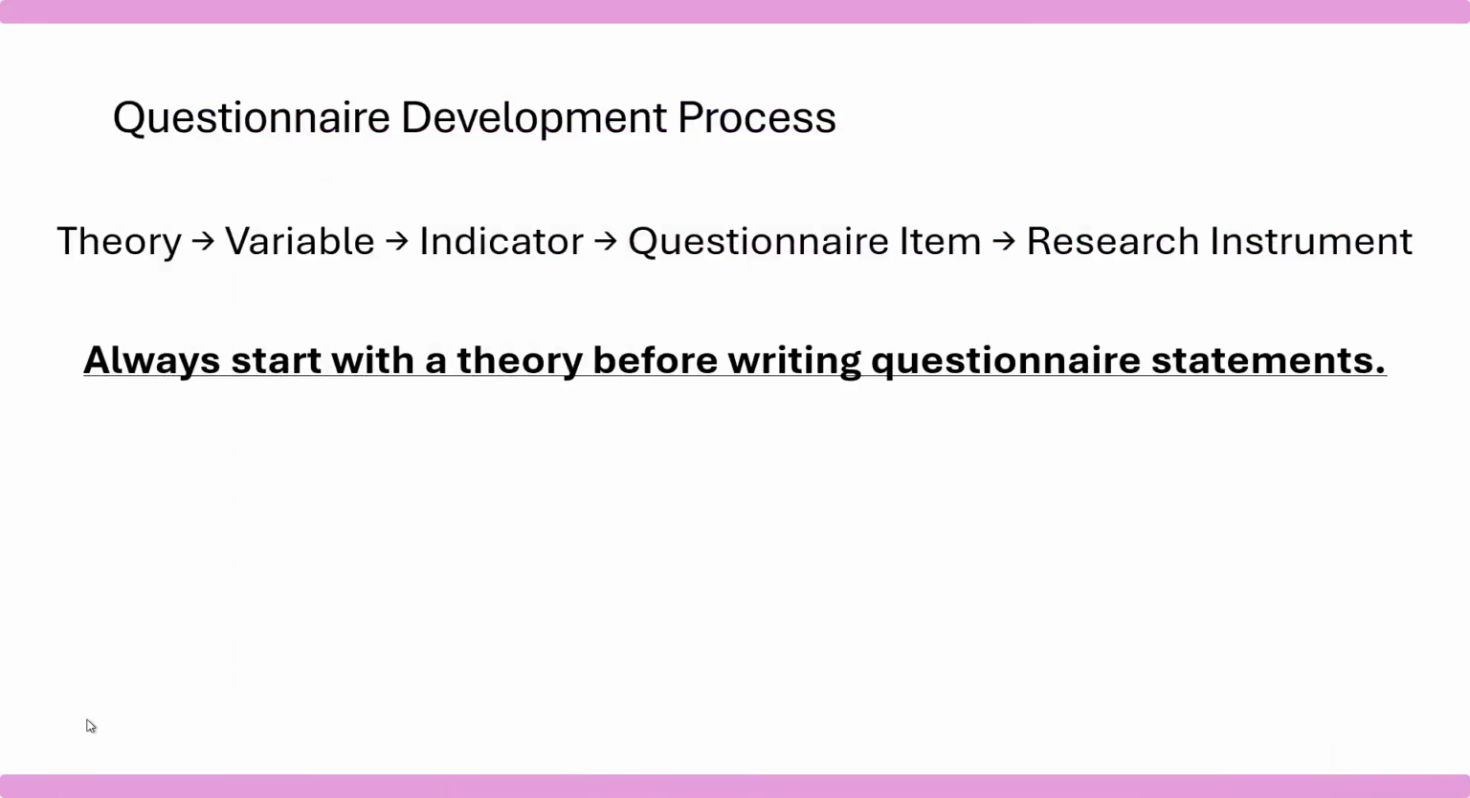Well, I think it's the last slide. The last slide will give you the order. You look for the theory, then you choose the variable. After you choose the variable, look back into the theory and choose or look for the indicator. Then from the indicator, you can make a questionnaire item or a statement item.